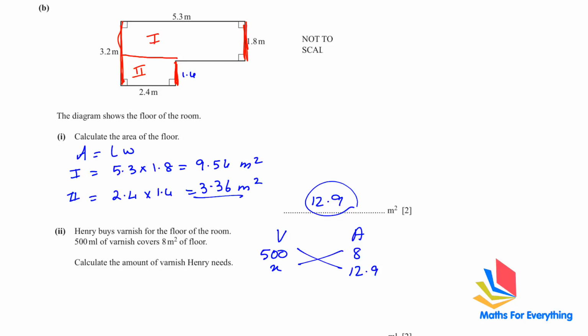Cross multiply. 500 multiplied by 12.9 is equal to 8 multiplied by x. This will give me 6,450. This is a multiply. When I bring it to the other side, it will be a divide. And I will get 806.25 milliliters of varnish you will need.